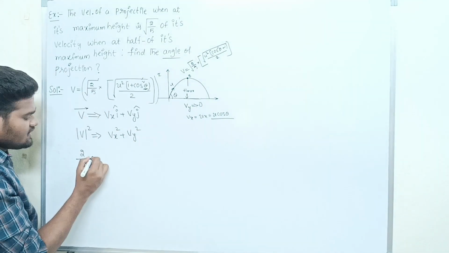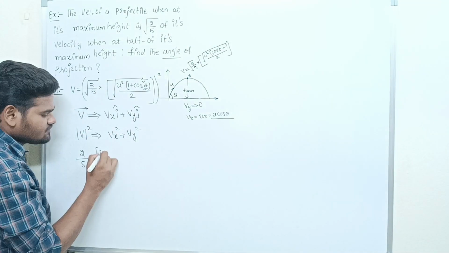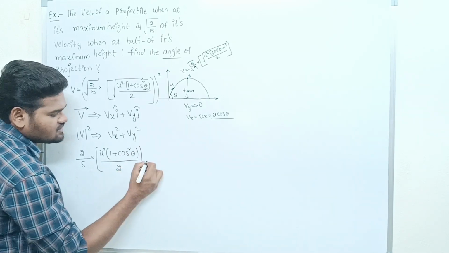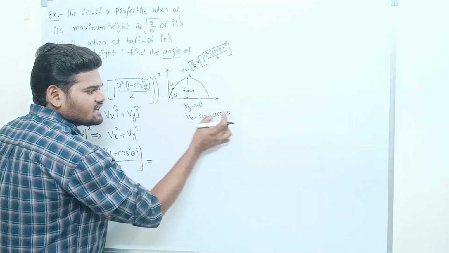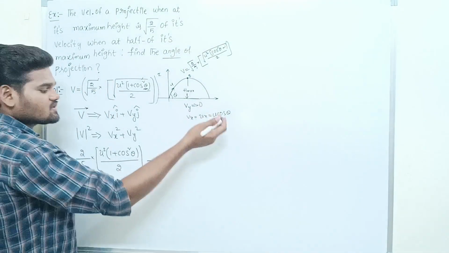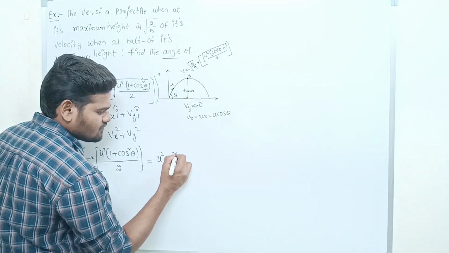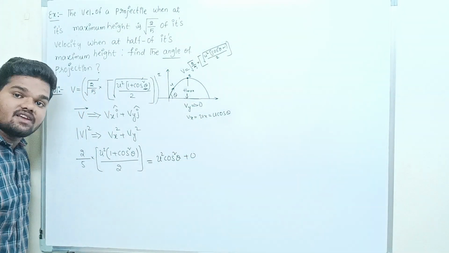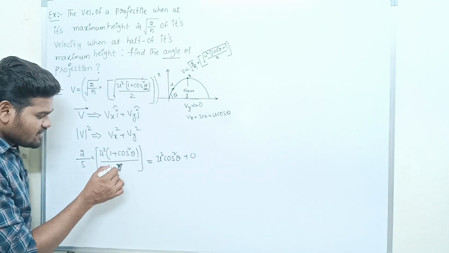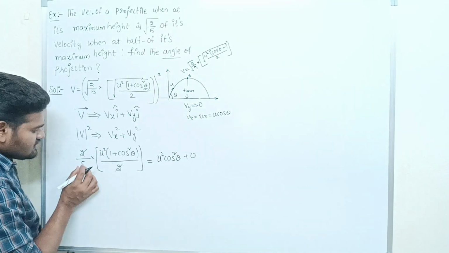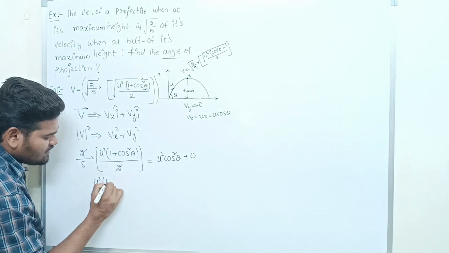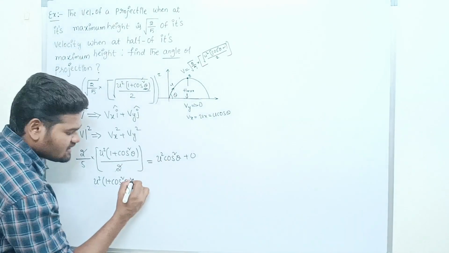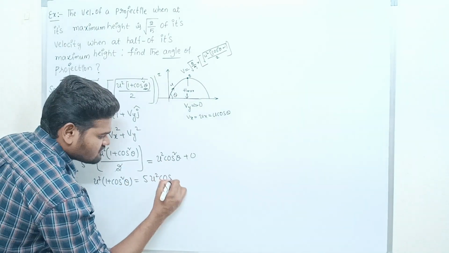So 2 by 5 into u squared times (1 plus cos squared theta) divided by 2 is equal to Vx squared. What is the value of Vx squared? Vx is u cos theta, so squared it is u squared cos squared theta, plus Vy squared, whose value is 0 along the y direction, because the final velocity of the object at maximum height becomes 0. So the 2s get cancelled out. Here we have u squared times (1 plus cos squared theta), and here we have a 5 in the denominator. If we take it to the other side, it becomes 5 u squared cos squared theta.